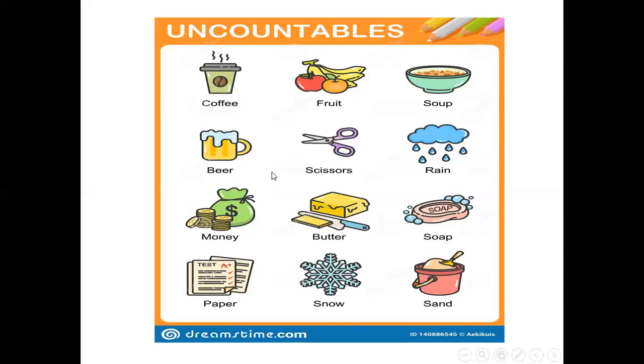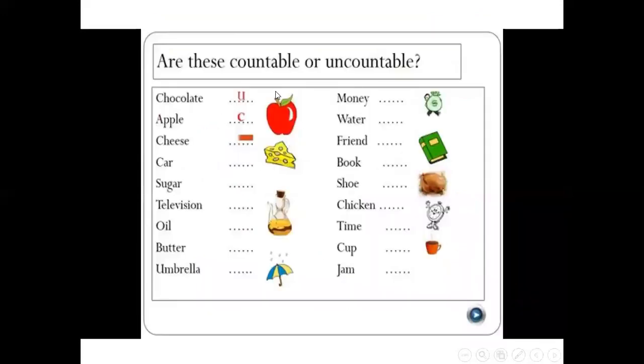Okay, so here we come to another exercise. Try to think with me: are these countable or uncountable nouns? We have different words and different objects. Try to think if each word is countable or uncountable. We come to the word apple, for example. Mona, try to think with me. What is the plural form of apple? The plural form of apple is apples. So it's countable.